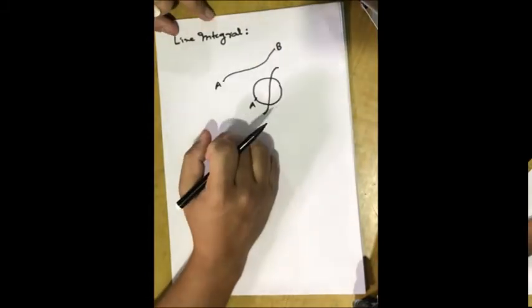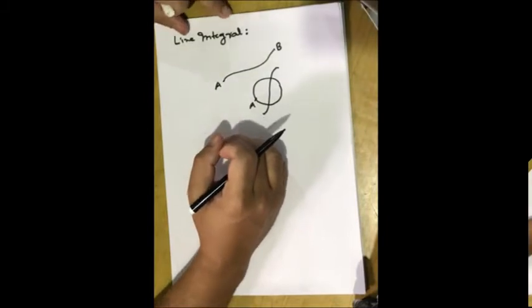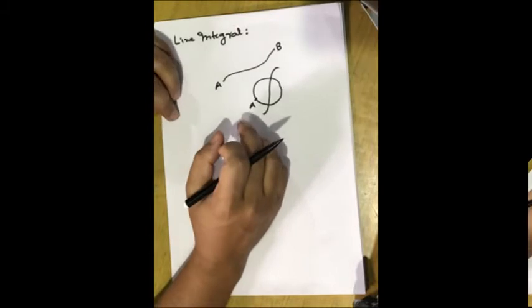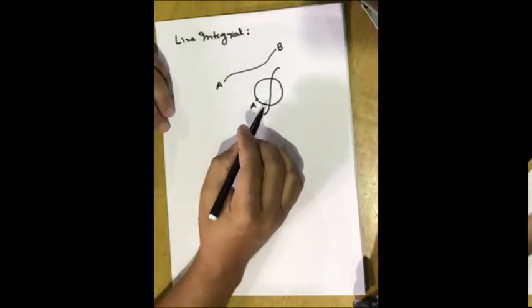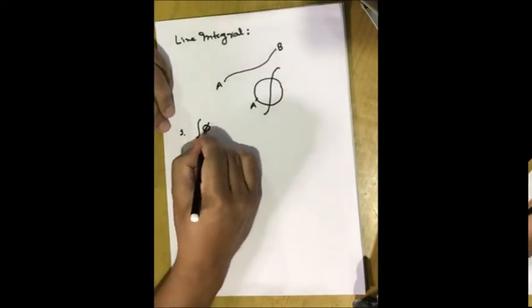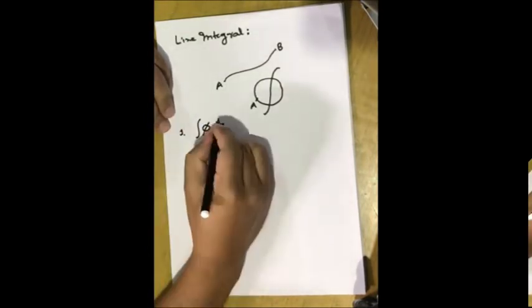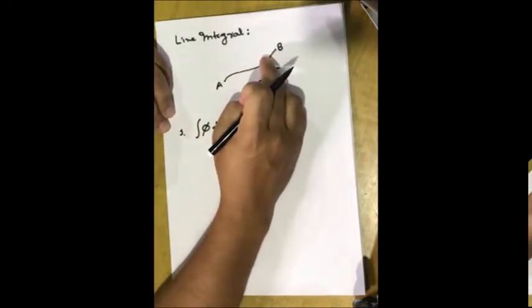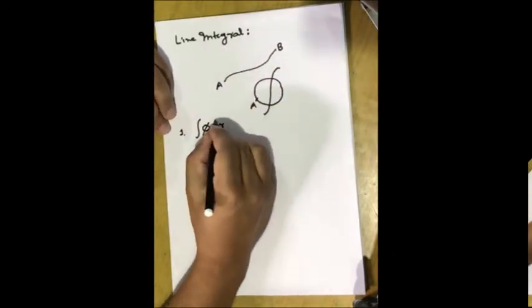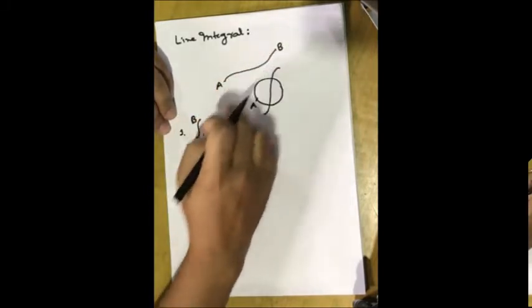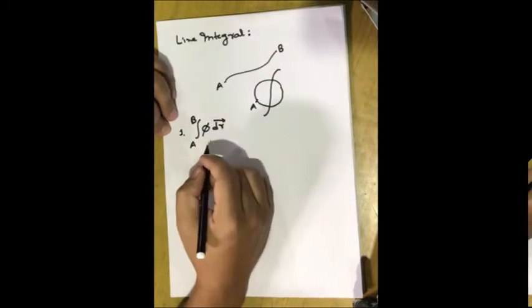For both the vector and scalar field, line integral is possible. Therefore, basically we can define three types of line integral. The first one is the line integral of phi dr. Here dr is a vector because we have to do the integration along a certain path, and the path should have a direction. The integration is from A to B. This is the first type of line integration.